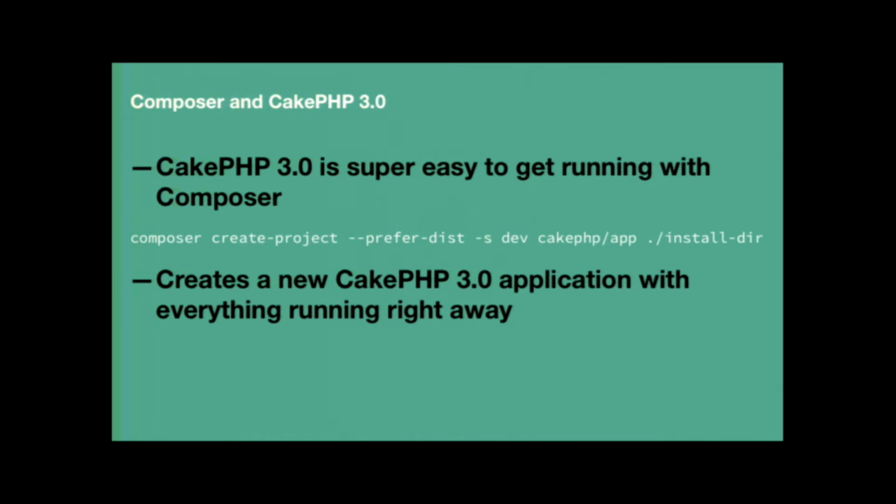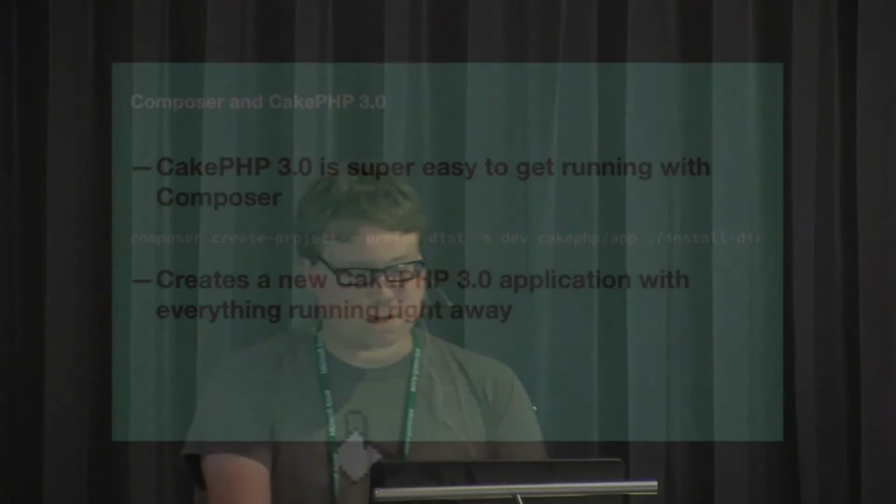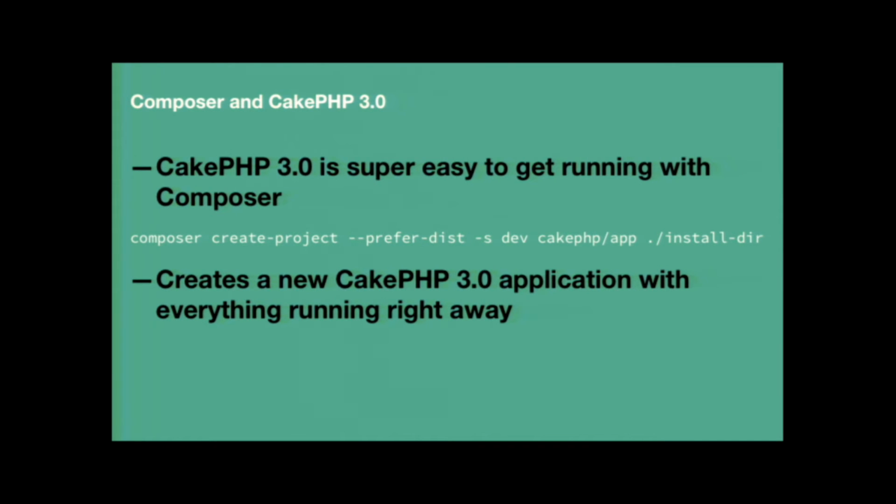Cake 2.4, Composer and Cake 3.0. Cake 3.0 is super easy to get running with Composer. The core team has done a fair bit of work here, and thank you for that. It's basically drop it in Composer, create project, and then tell it the project that you want to install and where you want to drop it in. And it creates a new Cake 3.0 application with everything running right away.